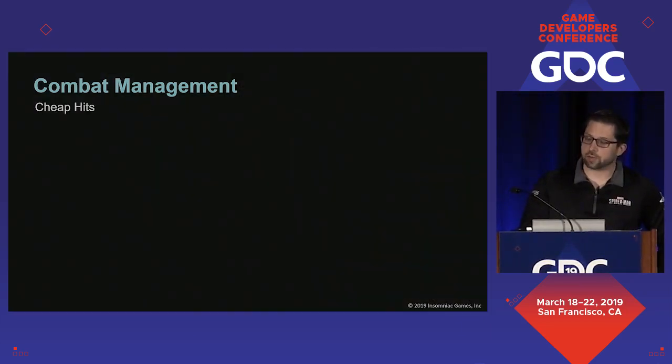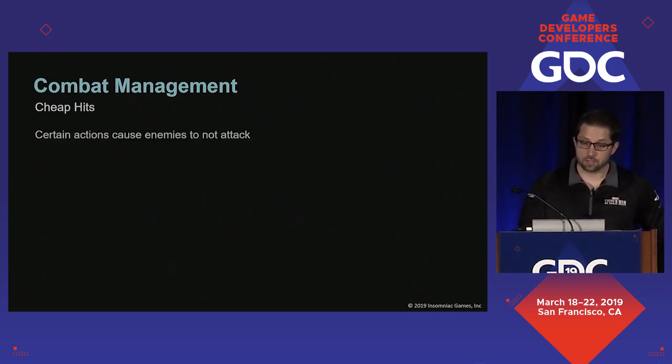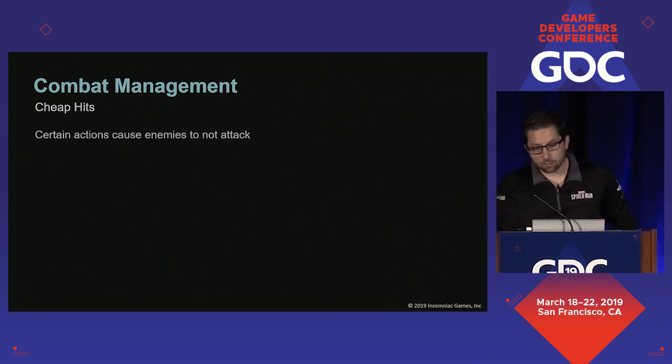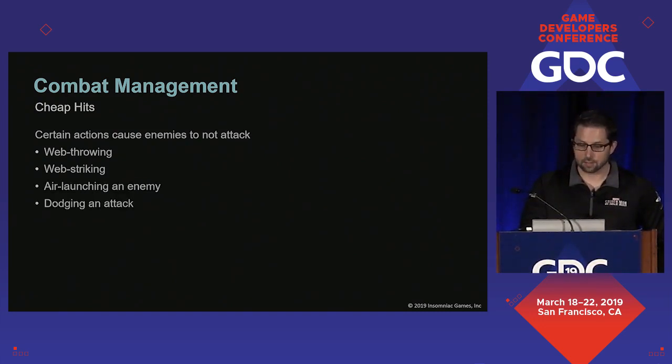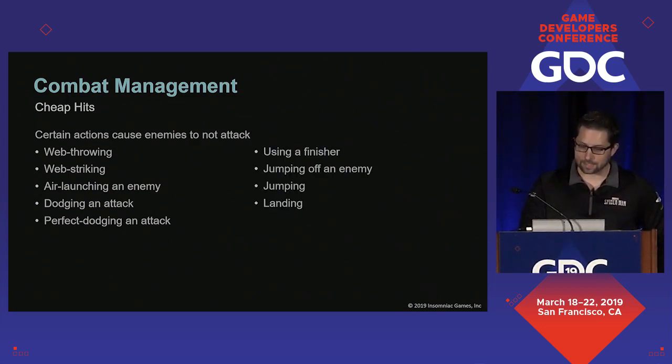Even after all of this iteration, players still felt that there were times when being attacked was cheap. So we made a list. Performing any action from this list would cause the managers to cancel all attack jobs that hadn't actually started the attack. Web throwing an environmental interactable, web striking a new target, using an air launcher on a target, dodging an attack, perfect dodging an attack, using a finisher, jumping off an enemy, jumping, landing, being hit.